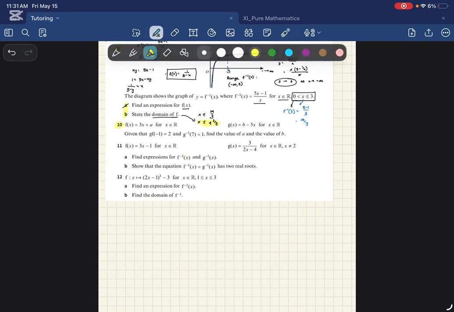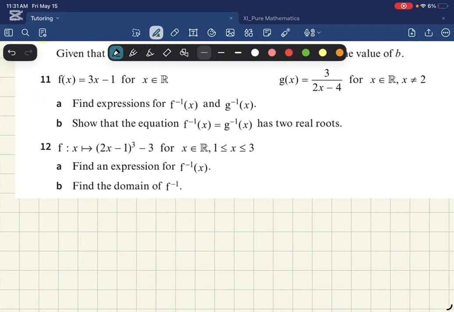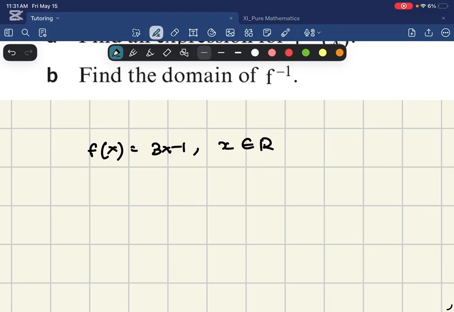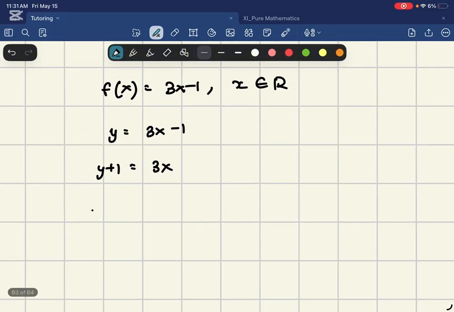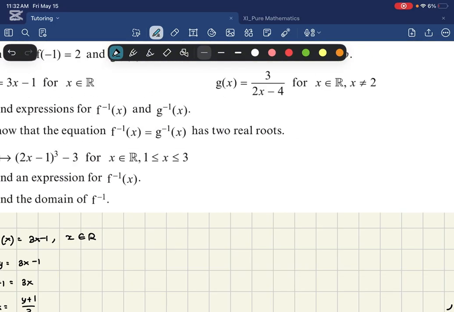Question 11. So f of x is 3x minus 1. G of x is this. So find expressions for, okay. So you have f of x is equal to 3x minus 1 for x is equal to real numbers, right? Y is equal to 3x minus 1. Y plus 1 is equal to 3x. And then finally, x is equal to (y plus 1) by 3. So f inverse of x, right, is going to be (x plus 1) by 3. Now let's go for g inverse of x.